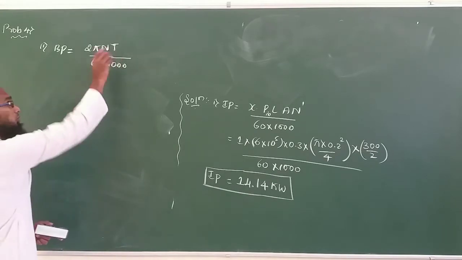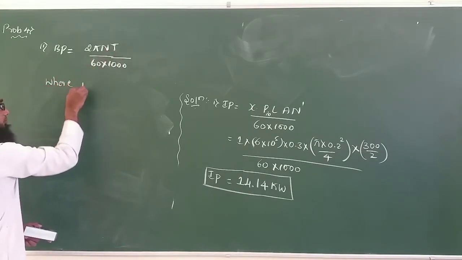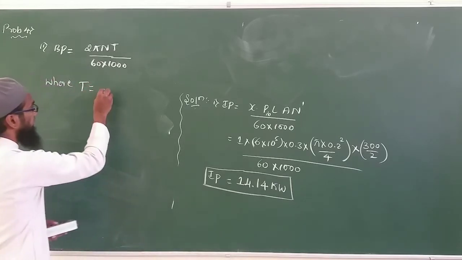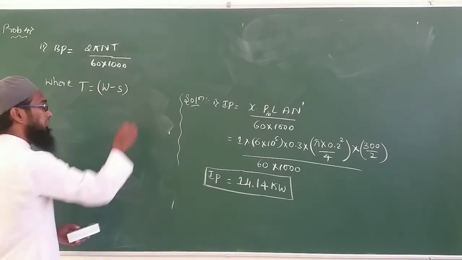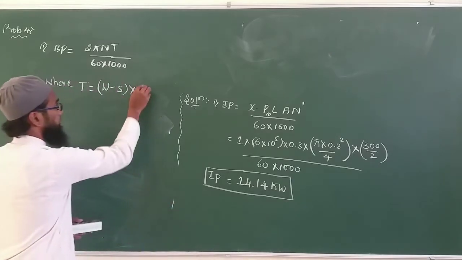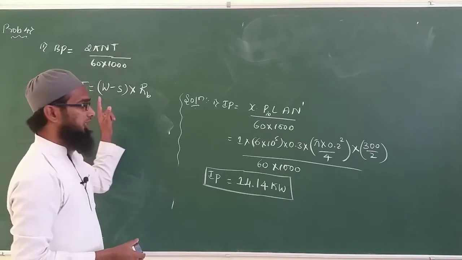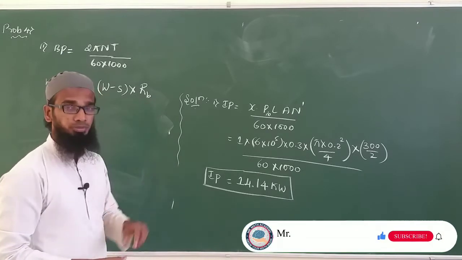So, we need to find out the torque, where torque is nothing but the effective brake load, that is W minus S, multiplied by the radius of the brake drum. So the torque is the effective brake load into the radius of the brake drum here.